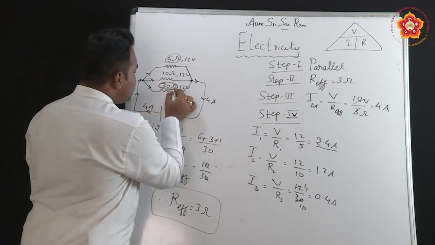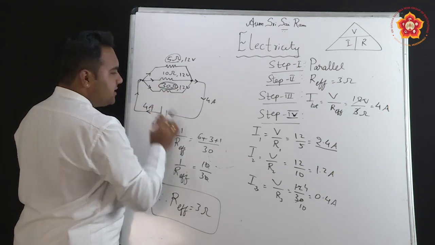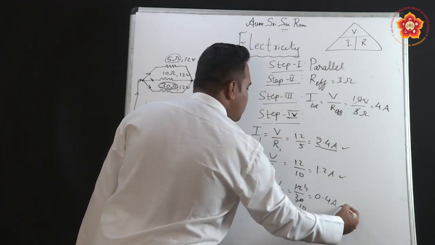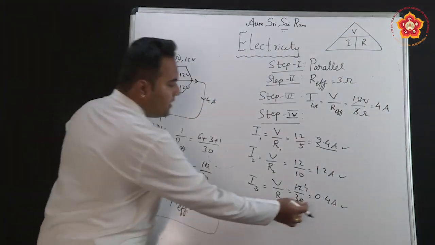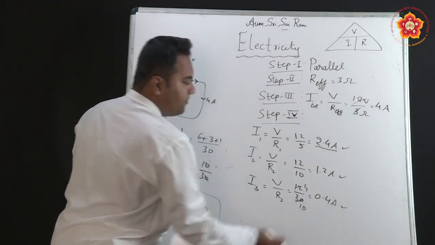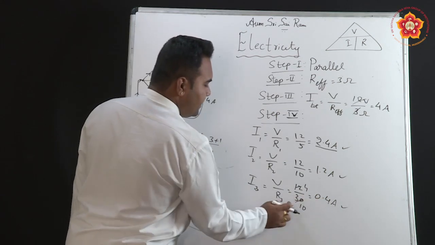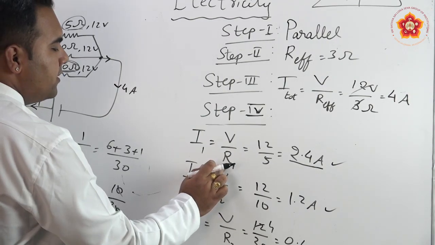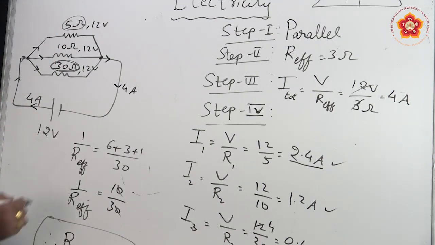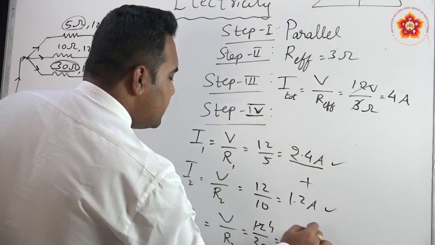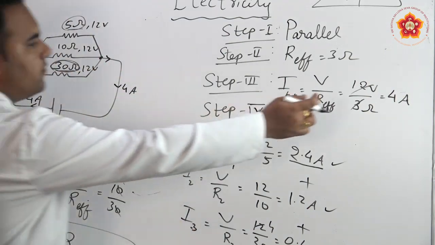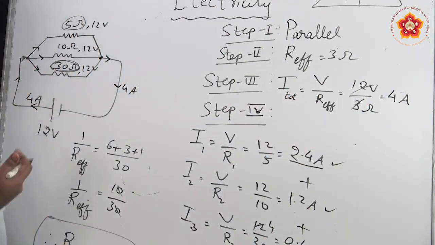Because R3 has 30 ohms, it has the least current, 0.4. If you see I1, I2, I3, current is minimum when it flows through the greatest resistance. Current is maximum when it flows through the smallest resistance. If we add up all the currents, we are supposed to get 4 amperes as per the calculation.